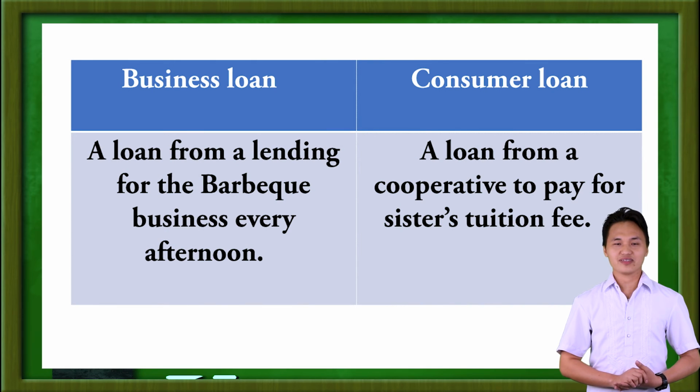For business loan, a loan from a lending for the barbecue business every afternoon. For consumer loan, a loan from a cooperative to pay for sisters' tuition. It's your turn! We will be collecting all your answer sheets by the end of the week. I hope you do well.